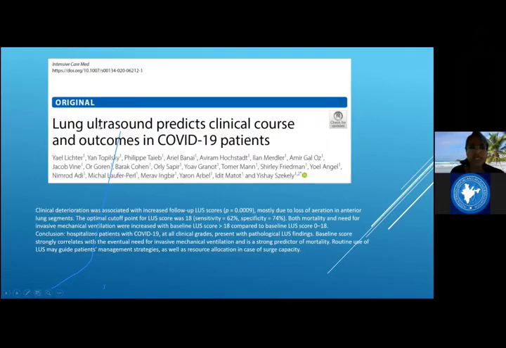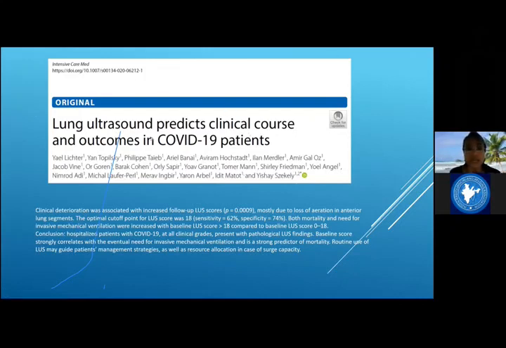So this is a study which is published in Intensive Care Medicine. More lung ultrasound studies are being published in the critical care journals. In that they have come up with a score, where both mortality and need for invasive mechanical ventilation were increased with a baseline lung ultrasound score of more than 18. That is, out of the 36, if the lung ultrasound score is more than 18, the patient invariably goes for mechanical ventilation, and there is a high chance of mortality.